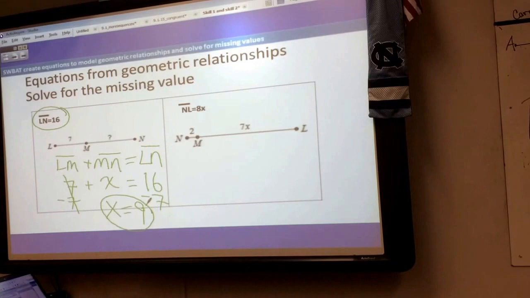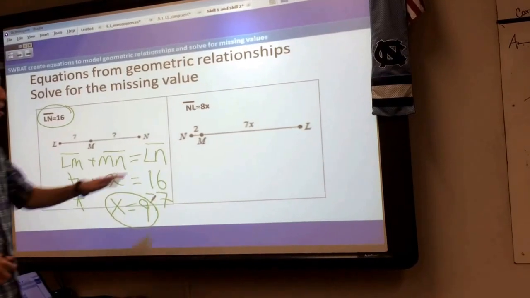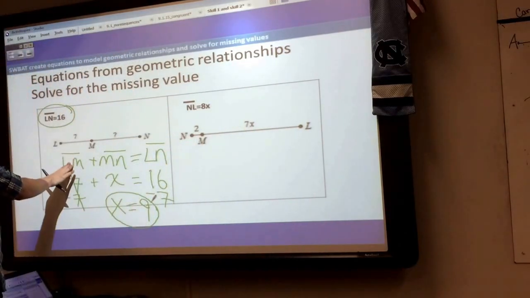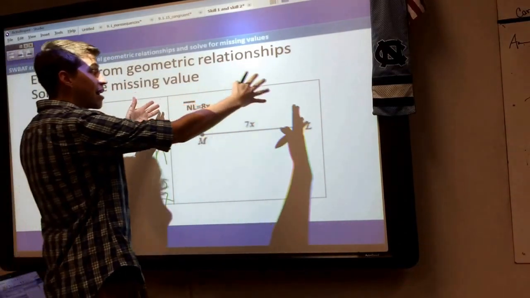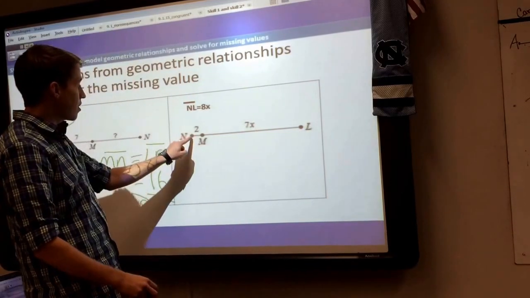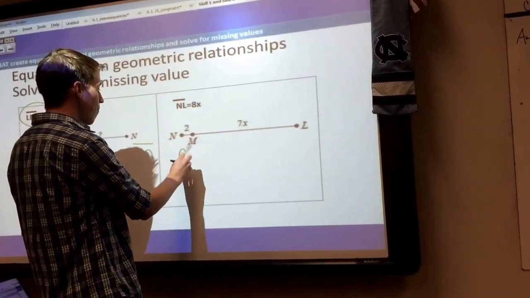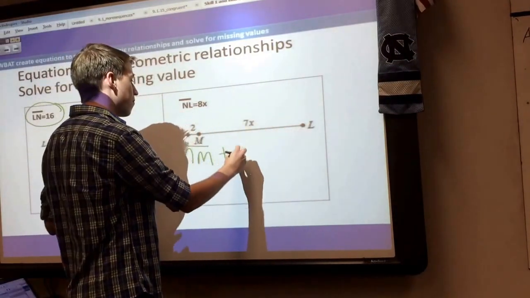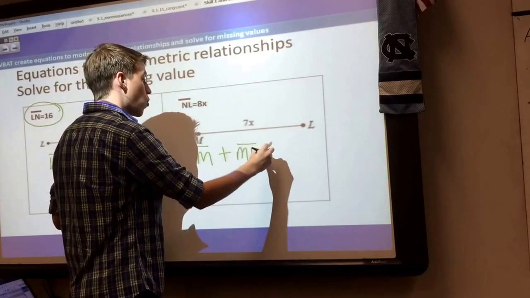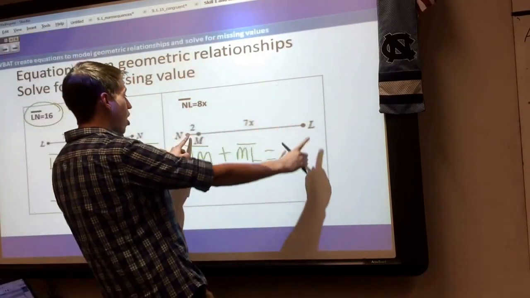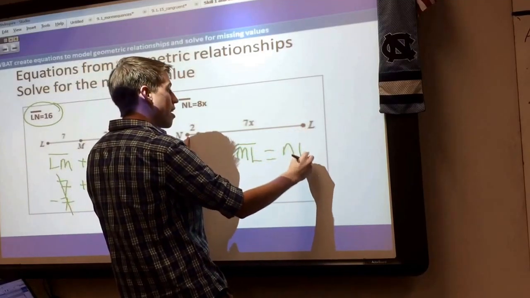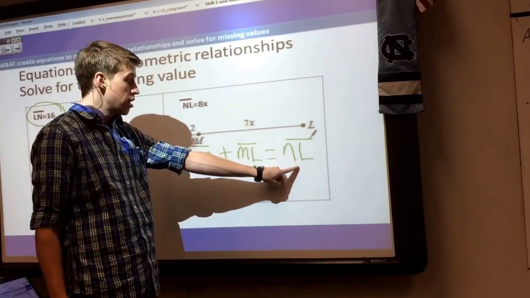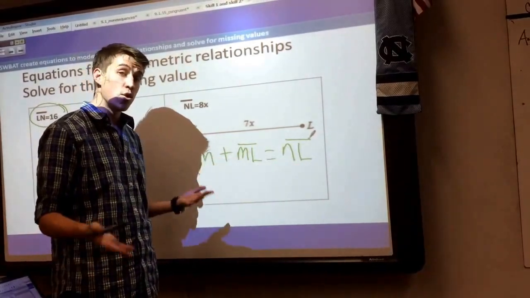Now this next one on the right is a little more complicated because we start seeing we have some variables. But we're going to use the same idea of deciding what are the parts that are adding to the whole. So right here I see a line segment NM plus line segment ML will equal the total line all the way from N to L. So we can still build our two parts that add up to the whole, and then plug in what we know and what we don't know.